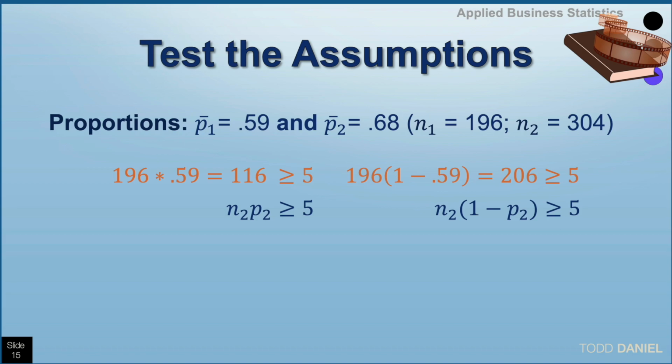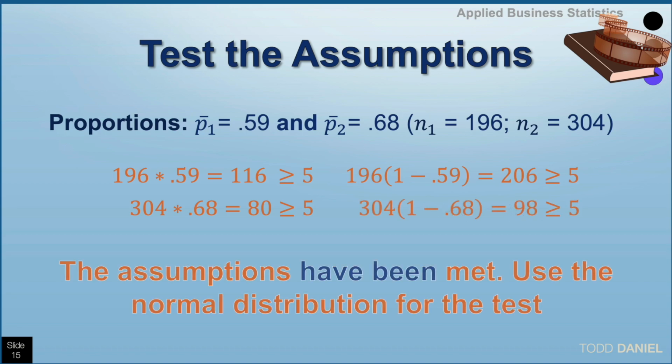We're going to follow the same procedure for the sample size and proportion for group 2. N2 times P2 is 80, which is greater than 5, and N2 times 1 minus P2 is 98, which is also greater than 5. Therefore, because all of these numbers are greater than 5, the assumptions have been met. And this means that we can use the normal distribution for this two-sample proportion test.